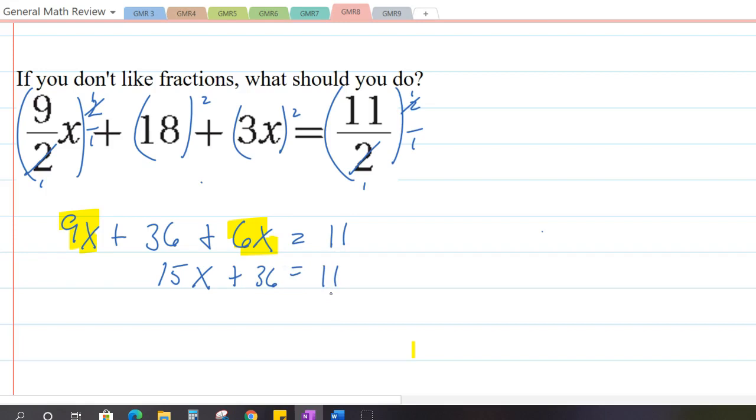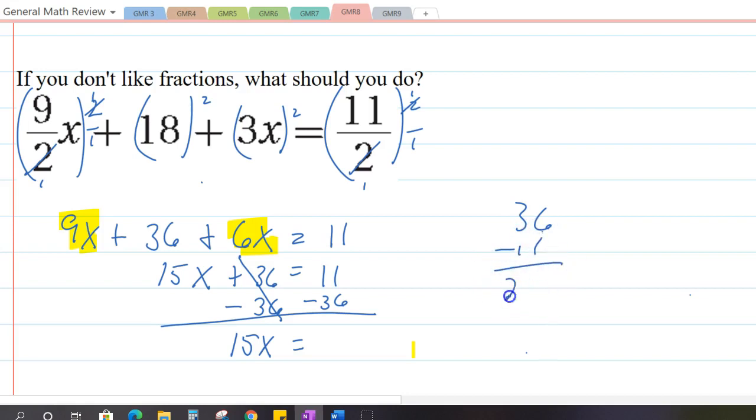Now I can do my PEMDAS backwards. The opposite of adding 36 is to subtract 36. Whatever I do to one side, I do to the other. I check, 36 take away 36 cancels out. The 15x comes down, the equal sign comes straight down, and you say 36 take away 11 is 25. Now the bigger number is the 36, so he keeps his sign. That means I'm going to have a negative 25.